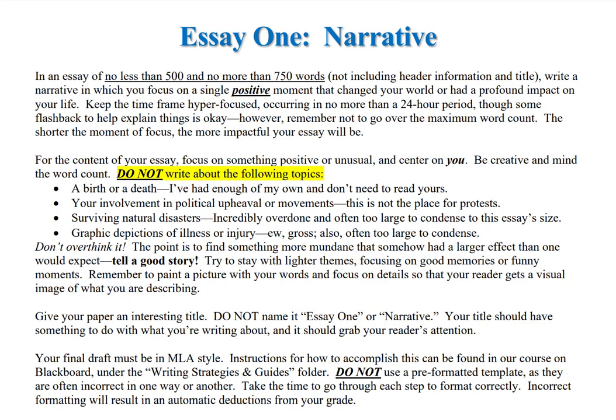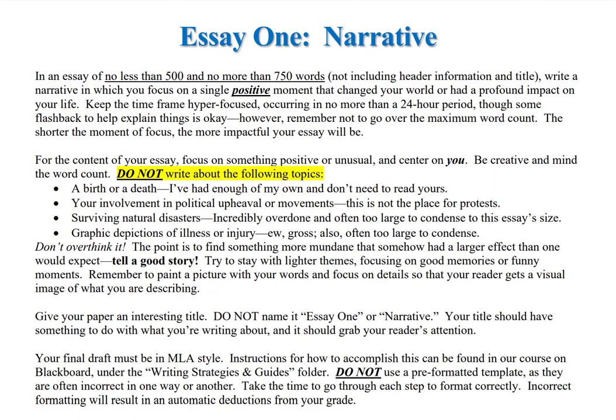Don't overthink it. The point here is to find something that is good, something that might be mundane, like I'm just making dinner with my family, that somehow had a larger effect or a larger impact on your life. Something more than what you expect. Tell a good story. Stay with lighter themes. Focus on good memories or funny moments. And remember to paint a picture with your words.